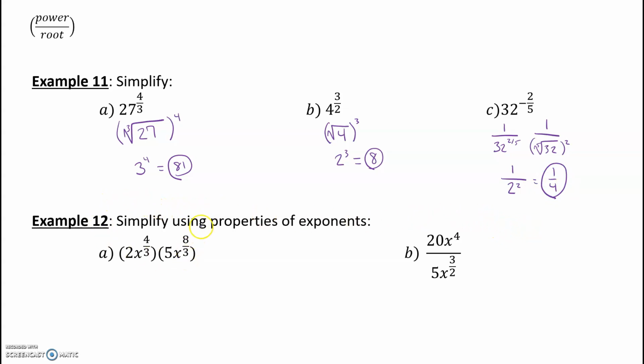Example 12. So it gets a little more complicated. This kind of puts everything that we've been learning all together. So we've got 2 times 5 gets me 10. And then remember, when you're multiplying, if they have the same base, you're adding exponents. So we're using those properties of exponents, 4/3 plus 8/3. So we've got 10x to the 4/3 plus 8/3 is 12/3. And 12 divided by 3 does simplify. We've got x to the 4th.